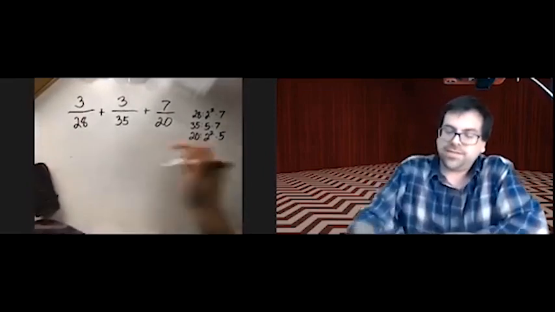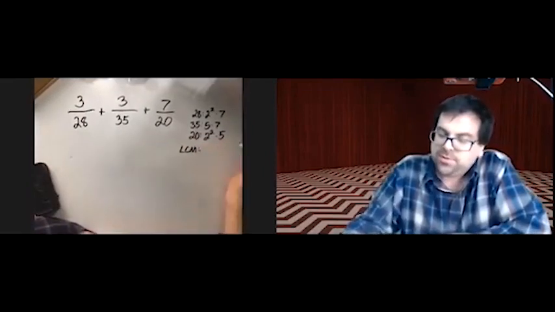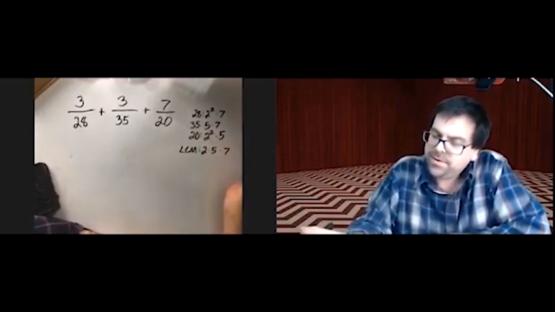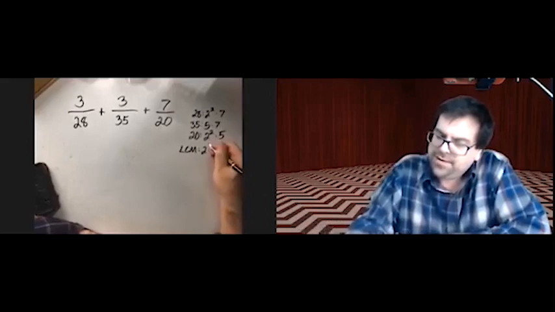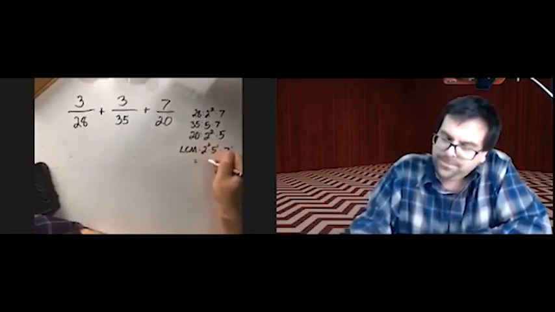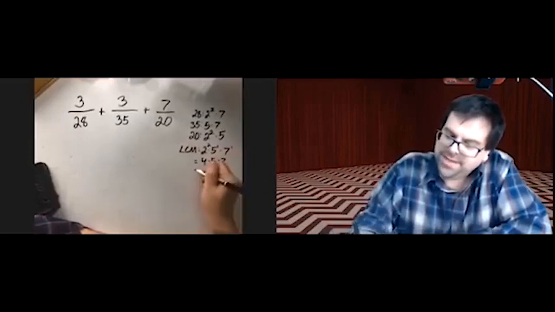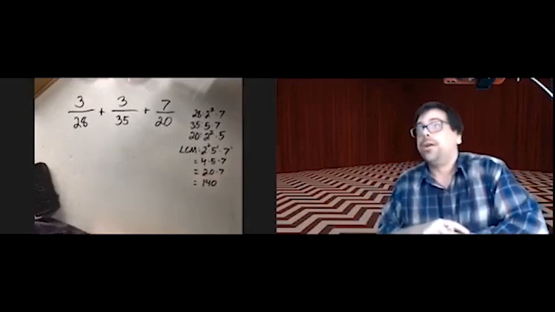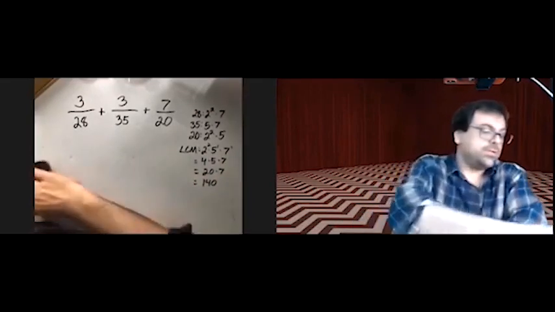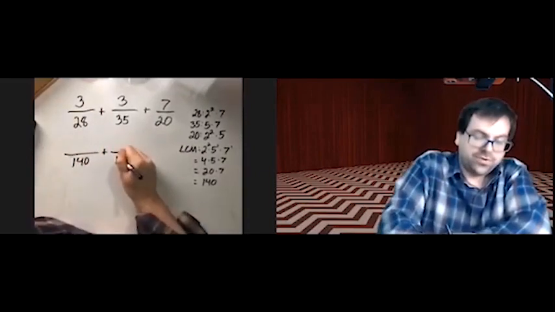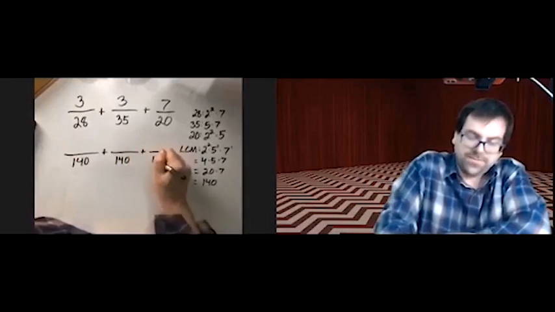Once we have the prime factorizations, we can find the least common multiple. Every base we have is just 2 times 5 times 7. Highest power of 2 we have is 2 squared. Highest power of 5 and 7 are just the first power. That's 4 times 5 times 7, 20 times 7, 140. So all three of these fractions need to be rewritten as fractions over 140.